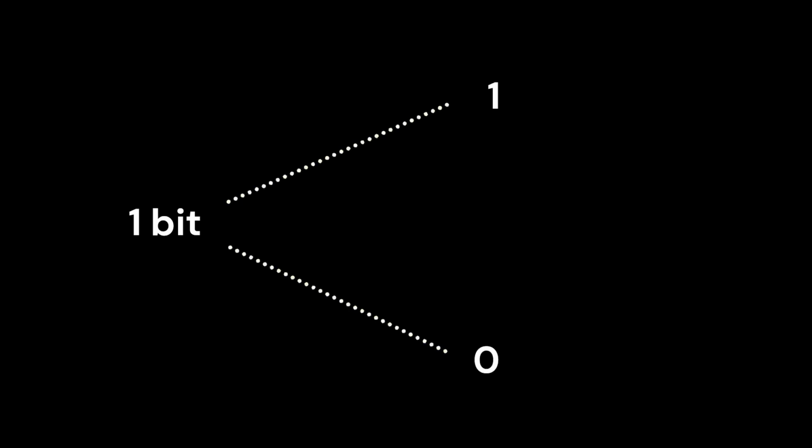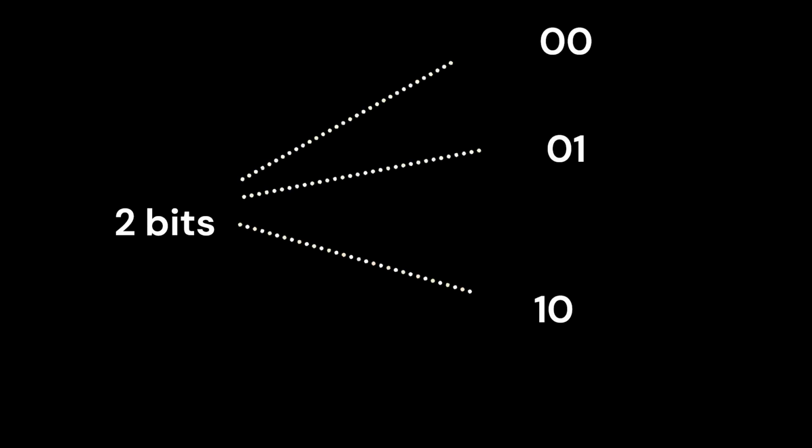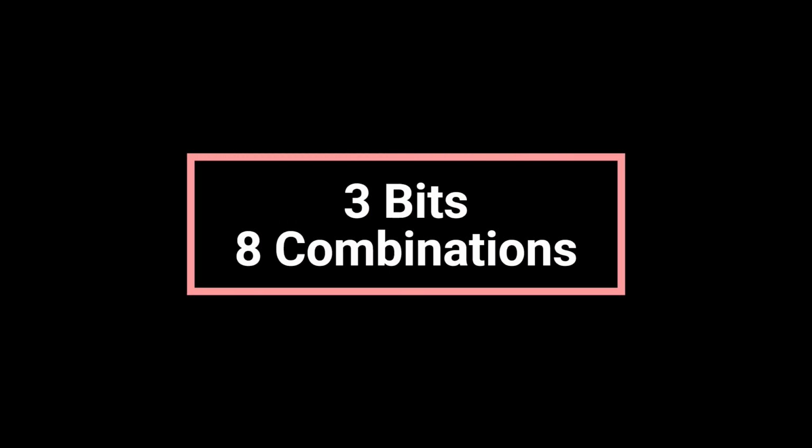That means if we only have one bit, there are two possible combinations or states it can be in, 1 or 0. But if we have two bits, there are four possible combinations, 0 0, 0 1, 1 0, or 1 1. And 3 bits can have 8 possible combinations.